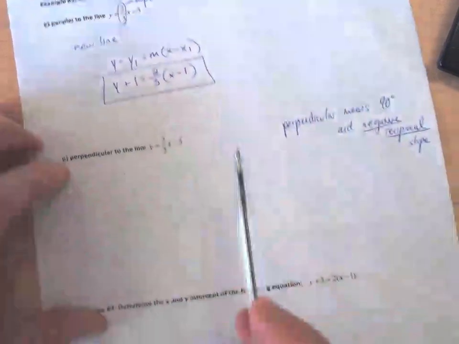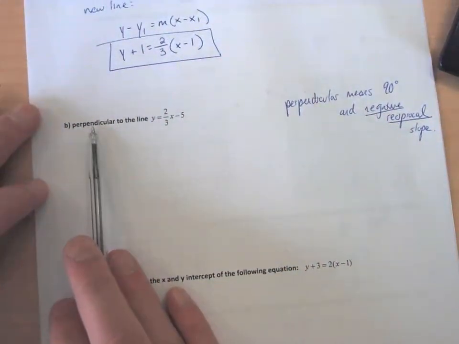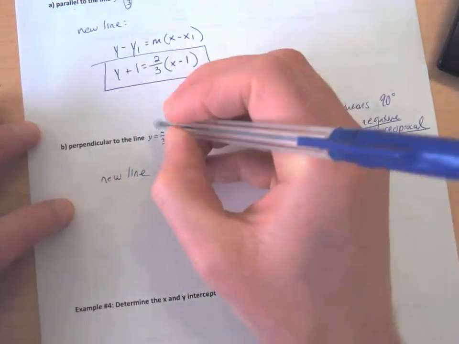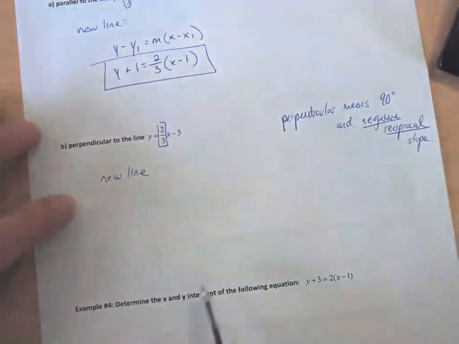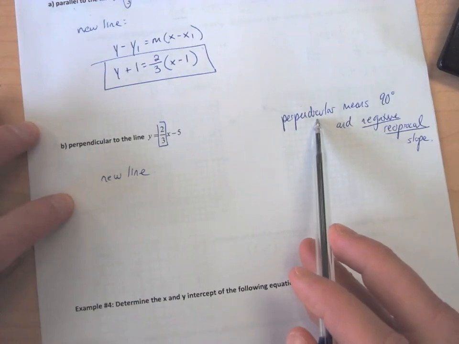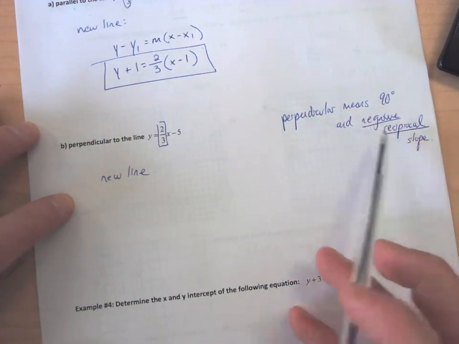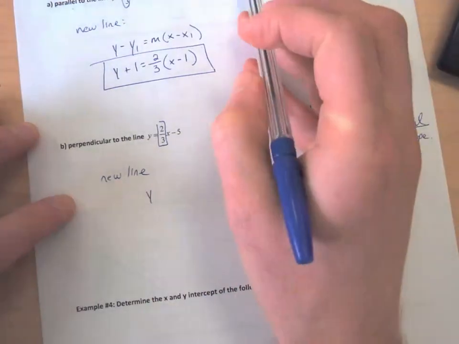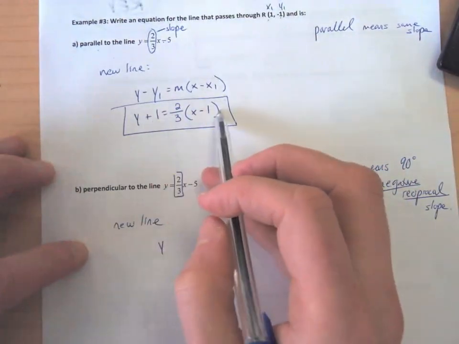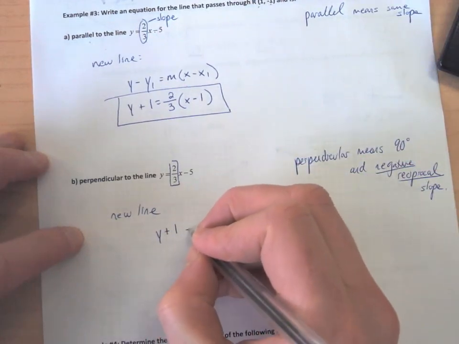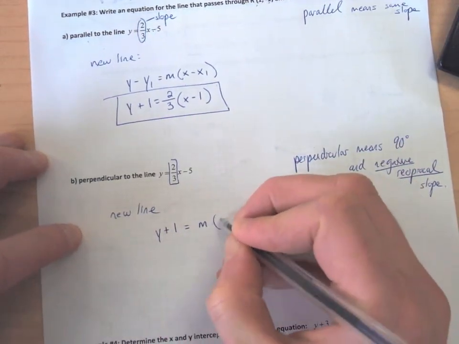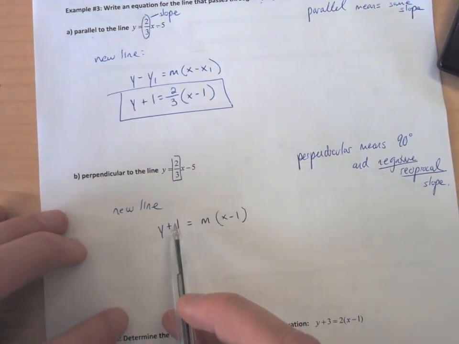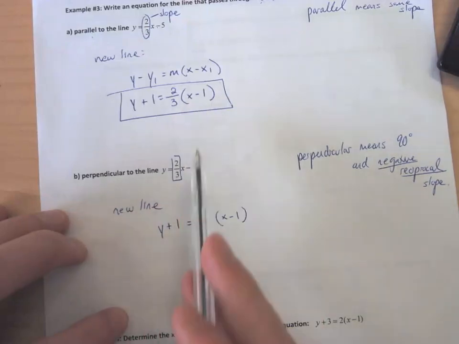Now this one here, it's a similar question. New line, there is the slope of the other line, but our new line is perpendicular, which means it's a negative reciprocal slope of this one. Okay, so it's still going to go through that one point where it's positive 1, negative 1, so we can still go y plus 1. This is going to be our m value, and then x minus 1. So we've got to find out what our m value is, because we already knew it was through the same point.